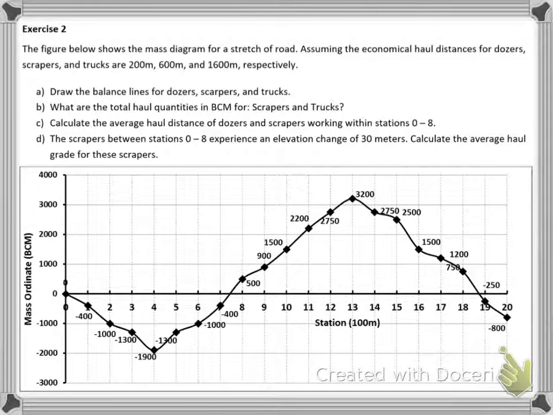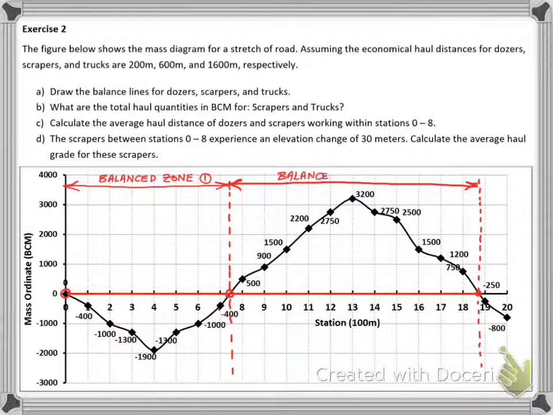I will start this exercise by quickly examining the provided mass diagram. I can identify two large balance zones in this project as shown. We are given the economical haul distances of the three earth-moving equipment types used in this roadway project: the dozers, scrapers, and trucks.